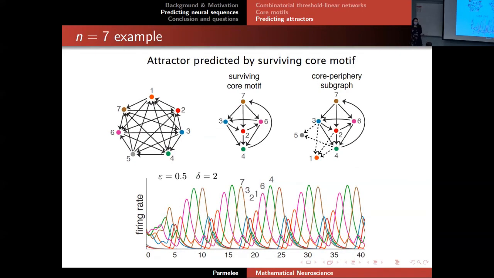Okay, there was one more surviving core motif and there's one more attractor. So this one, we have the 7 should fire. These I expect to fire together if this was just a core motif on its own, and they do. So if you were to look at the firing rate curves for just this, it would be 7, 3, 2, and 6 would fire at the same time, and then 4, and then it would repeat.